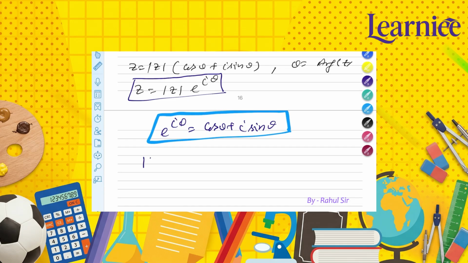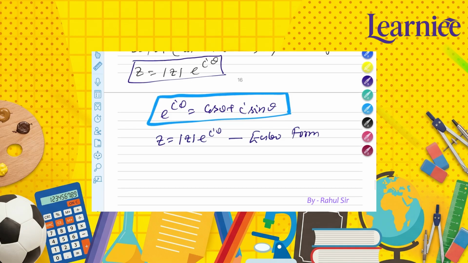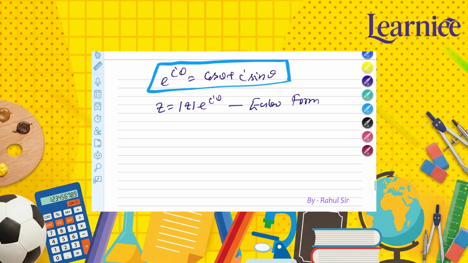So basically I am emphasizing that z is equal to mod z e to the power i theta, which is called the Euler formula, Euler form, because e is the Euler number. Since e is involved, hence it is called the Euler form.